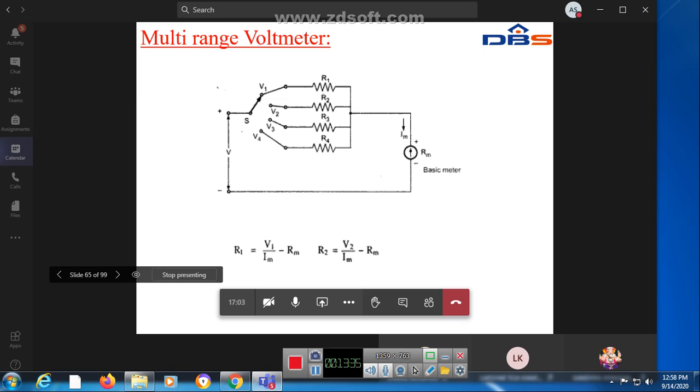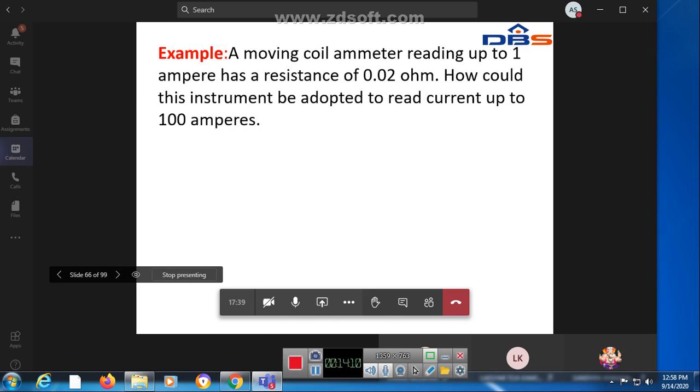How do you find R1? R1 equals V1 by Im minus Rm, where Rm is the basic meter resistance. These are the formulas to find the multiplier values. Similarly, R2 is V2 by Im minus Rm. For R3 you write V3 by Im minus Rm, and for R4 you write V4 by Im minus Rm. That is the multi-range voltmeter.